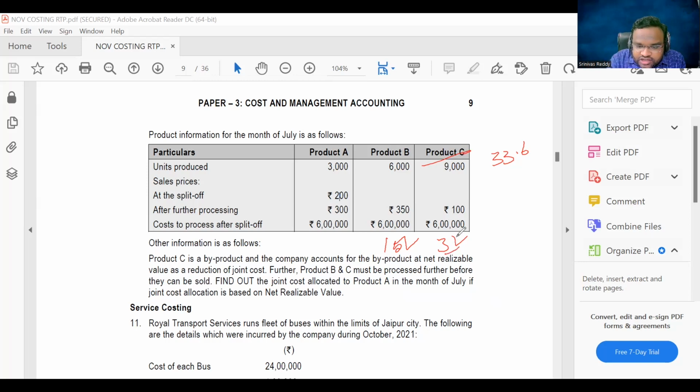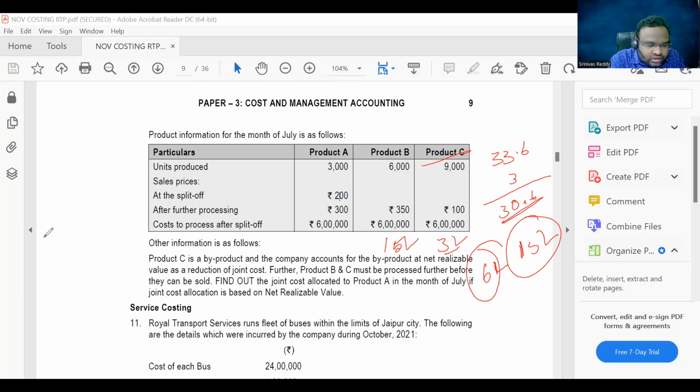What is the NRV of C? 3 lakhs. So what is the joint cost to be allocated to A and B? 30.6 lakhs. Okay. So 30.6 lakhs, you are allocating on the basis of NRV. Correct? What is the NRV of A at split off point, 3000 into 200? 6 lakhs. What is the NRV of B? 15 lakhs.